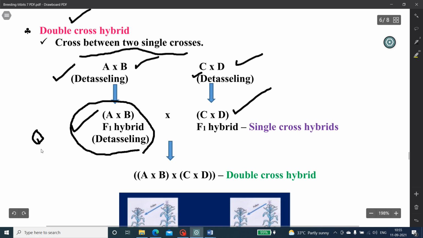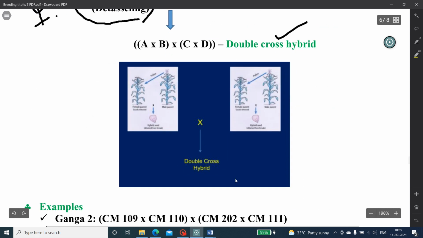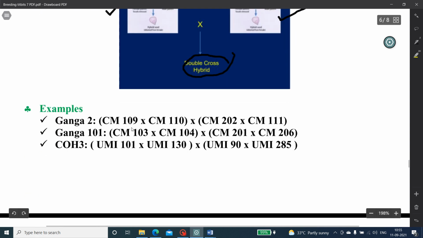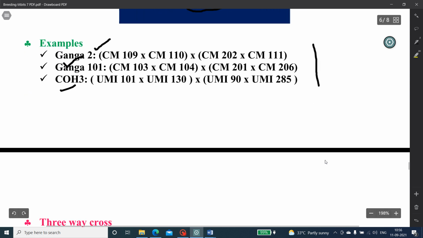And if you cross these two, you can get the double cross hybrid. And this is again the diagrammatic representation: one single cross, another single cross. If you cross two single crosses, you can get the double cross hybrid. Examples: Ganga 2, Ganga 101, and CoH3. And these are all the parents involved in double cross hybrid. Please kindly go through this one.